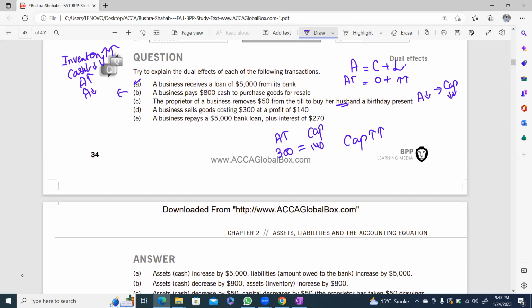But one more thing. Asset on one side will increase by 300, but this is the cost. You have sold at a profit of 140. So you might have received 300 plus 140, 440 for it, right? The goods cost was 300. You have earned a profit of 140. So in total, you receive 440 from the customer. So the asset will increase by 440.